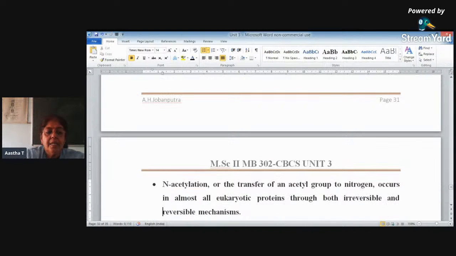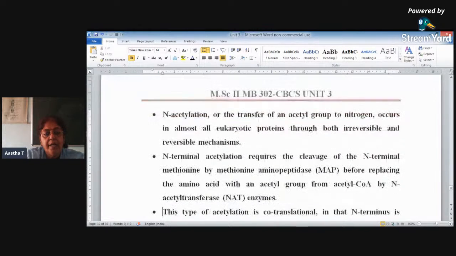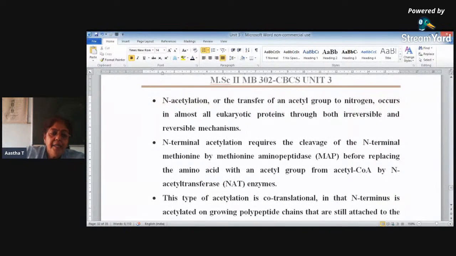Then N-acetylation. So transfer of acetyl group to nitrogen is N-acetylation. It occurs in eukaryotic proteins. It may be both reversible and irreversible. N-terminal acetylation requires cleavage of the N-terminal methionine by methionine aminopeptidase. आपल्याला माहिती आहे प्रोटीनच्या N टर्मिनलला फर्स्ट अमायनो ॲसिड मिथायोनिन असेल, आणि यूकॅरियोट आहे तर तो मिथायोनिन फॉर्ममध्येच असेल.